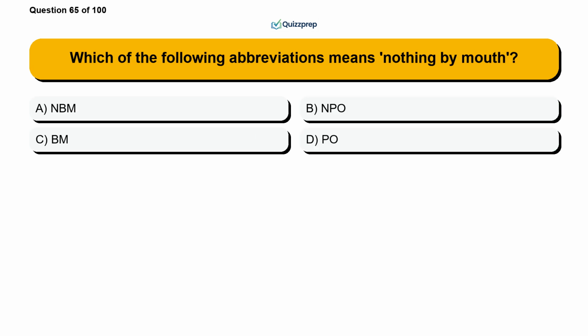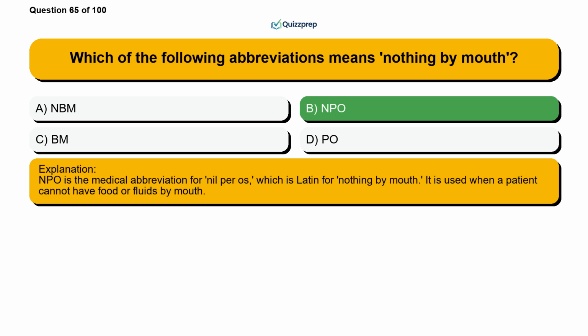Question 65. Which of the following abbreviations means nothing by mouth? Option A, NBM, option B, NPO, option C, BM, option D, PA. The correct answer is option B, NPO. NPO is the medical abbreviation for nil per os, which is Latin for nothing by mouth. It is used when a patient cannot have food or fluids by mouth.